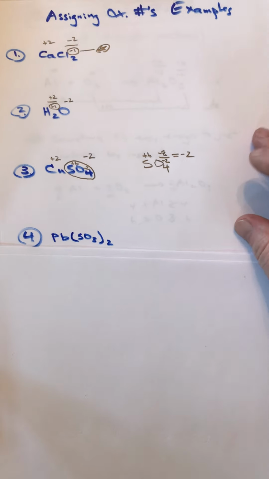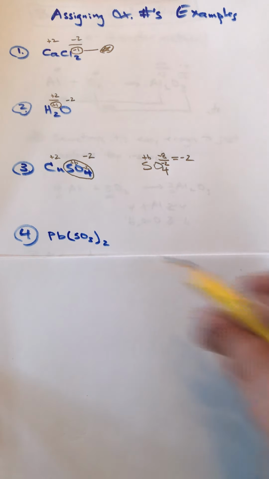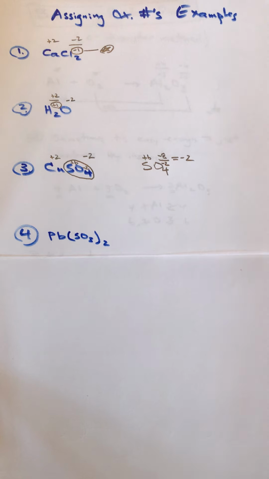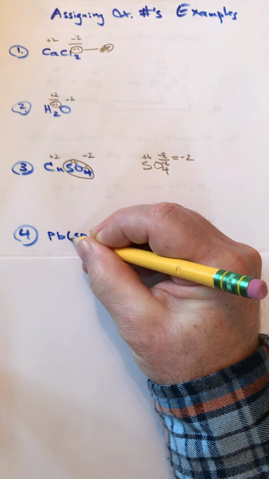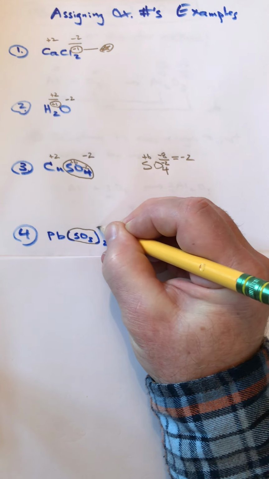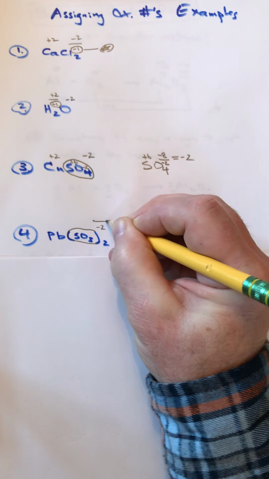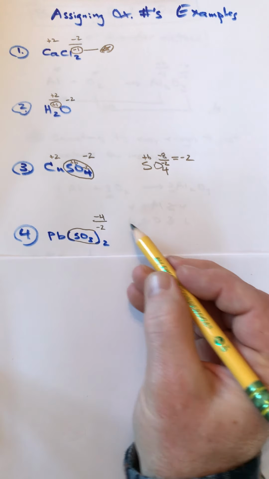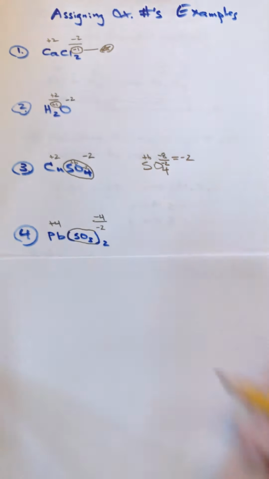What if I had something like lead with sulfite taken twice? All right, well, lead could be +2 or +4. I know that sulfite, SO3, has a charge of -2. There are 2 of them. That's a total of -4. That tells me lead is going to be in the +4 state.